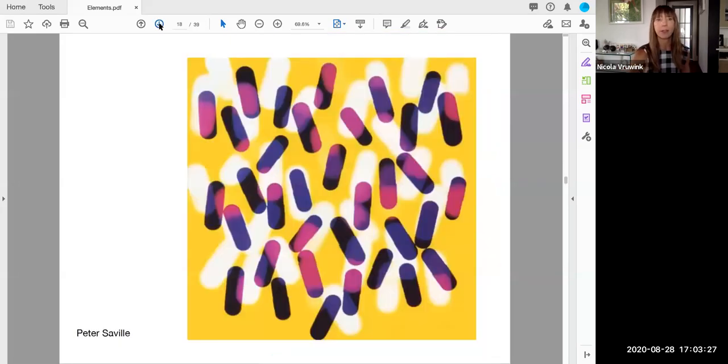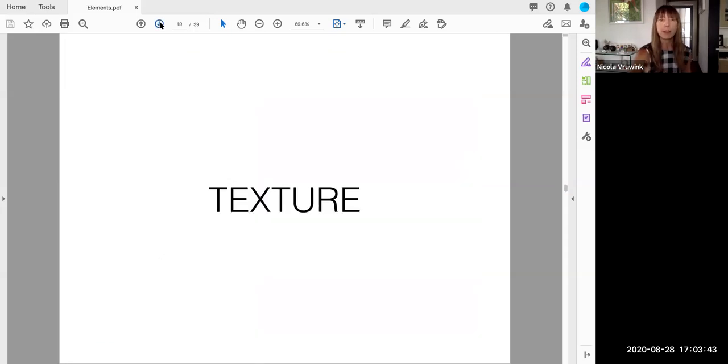Here's work by Peter Saville, who did a lot of designs for music types in the late 80s, 90s. So you've got these pills, these shapes where they overlap make more shapes and really are bouncing and vibrating all over this page. So that brings us to texture.